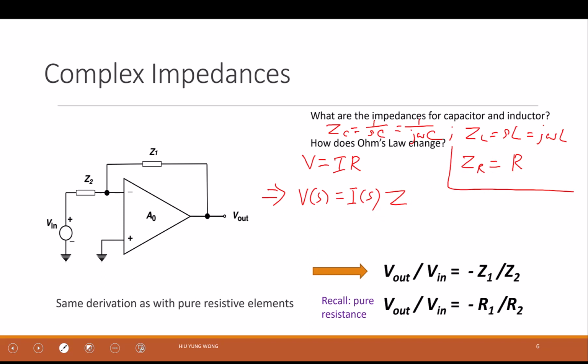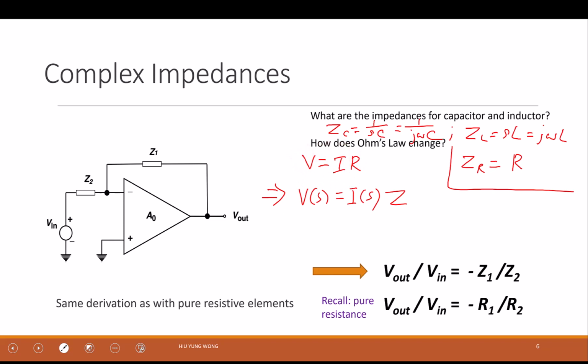Okay? So if I say this, then let's review. Let's think about what we did last week. We tried to derive all the equations using KCL, KVL, and the OpAmp equation. And in this process, we also used Ohm's law. We wrote it as V equal to IR.